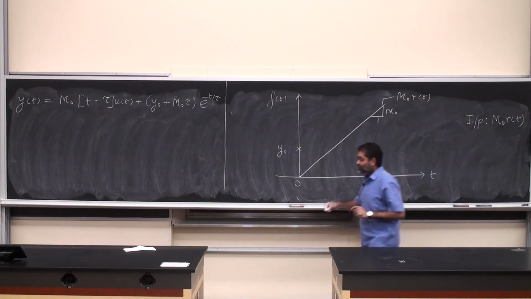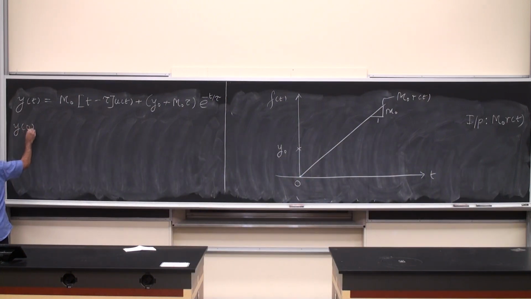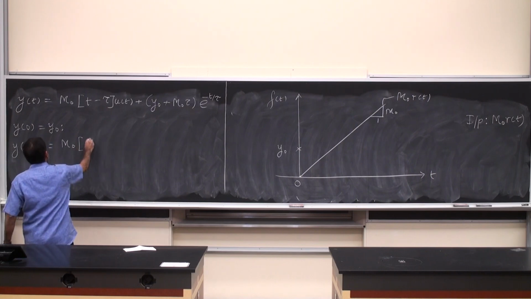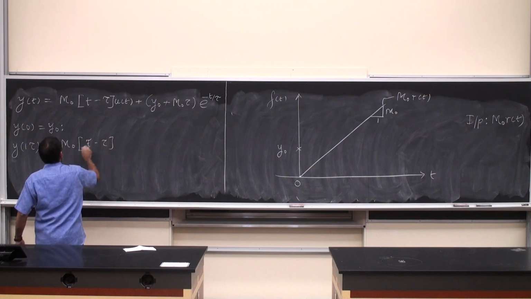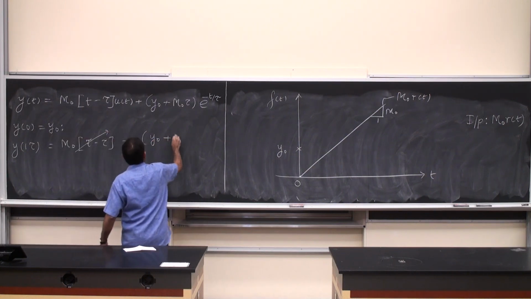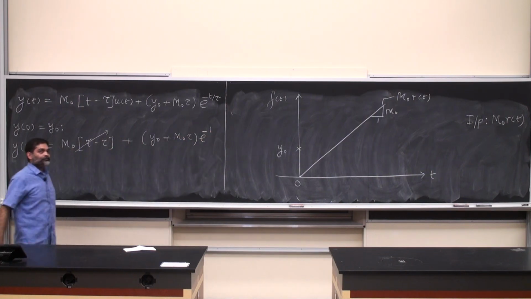Okay? And why is that going to be the case? You can just substitute and see. When t is equal to 0, I get y naught. When t is equal to, let's say, 1 times tau, what do I see? It is m naught, and then this is just going to be t minus tau, which is 0, plus y naught plus m naught tau e to the power minus 1. Okay?